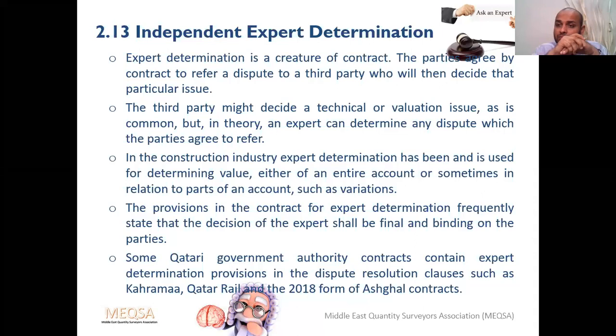These days, this is mostly available in Qatari contracts. From other GCC country contracts also you can find it. For example, an expert determination provision is available in the Ashghal contract, Qrail contracts, and Qatar hospitality contracts. Also, you can see those provisions in the FIDIC-based contracts. Also, they have altered those clauses.